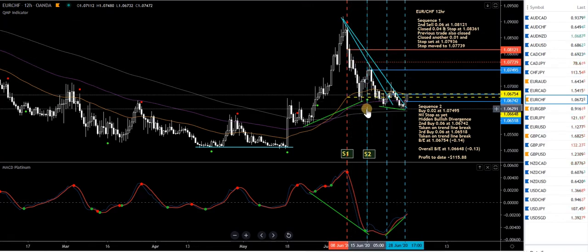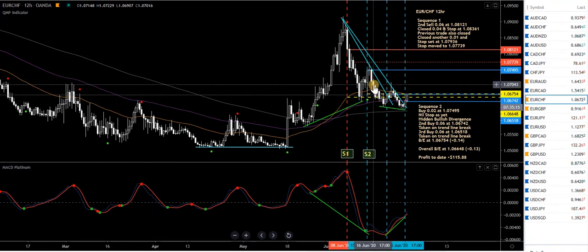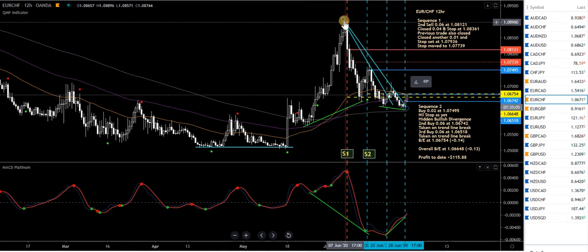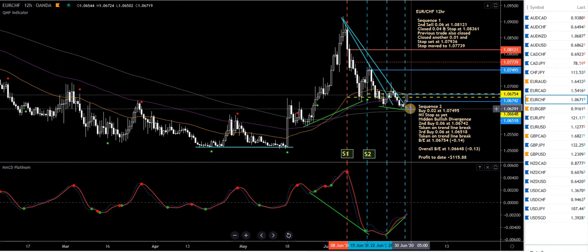Then I commenced sequence 2 here. Took a buy because it was a nice buy setup. Then it went against me. I drew this trend line in here. I took a second buy and it was starting to go up nicely and it's gone against me again. And because the buy signal is still valid, I drew another trend line across these highs and I've taken a third buy trade.